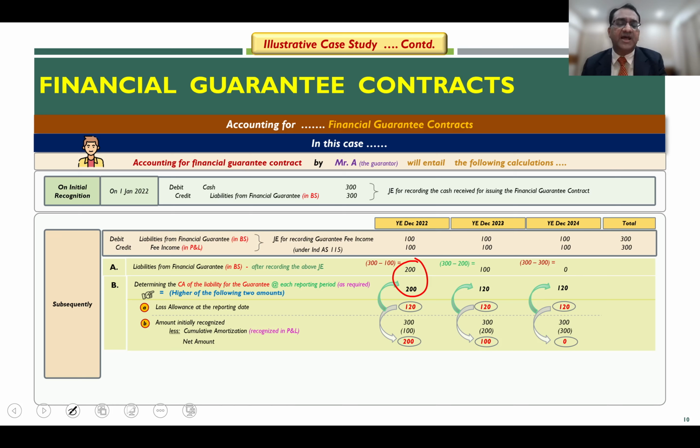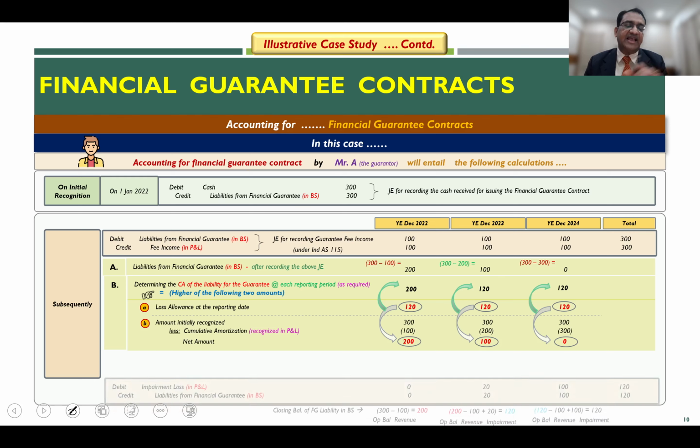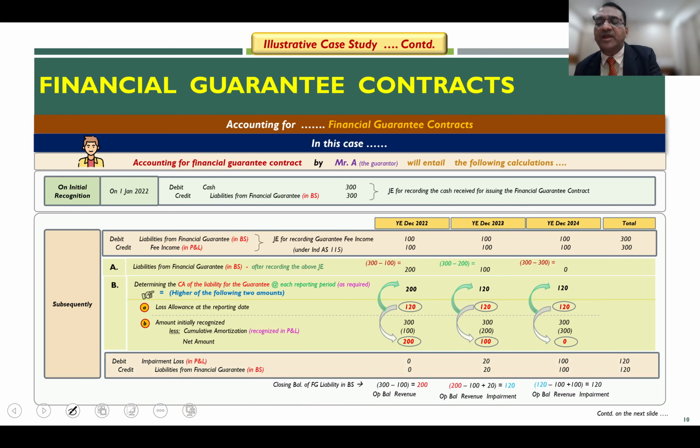If you see here in year number 2, your balance is only 100. Why? 300 minus 100 minus 100, which you recognized in 2 years. So your balance is 100 only, but you expect to have 120 because of your obligation here. And therefore, there is a shortfall of 20 rupees. That 20 rupees shortfall will be recorded as an additional impairment loss. And that's exactly what you see at the bottom. You have to record an additional entry for impairment loss.